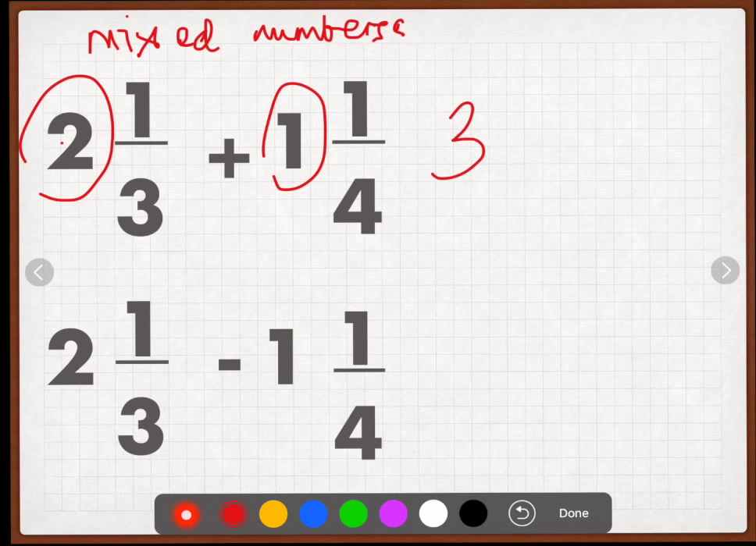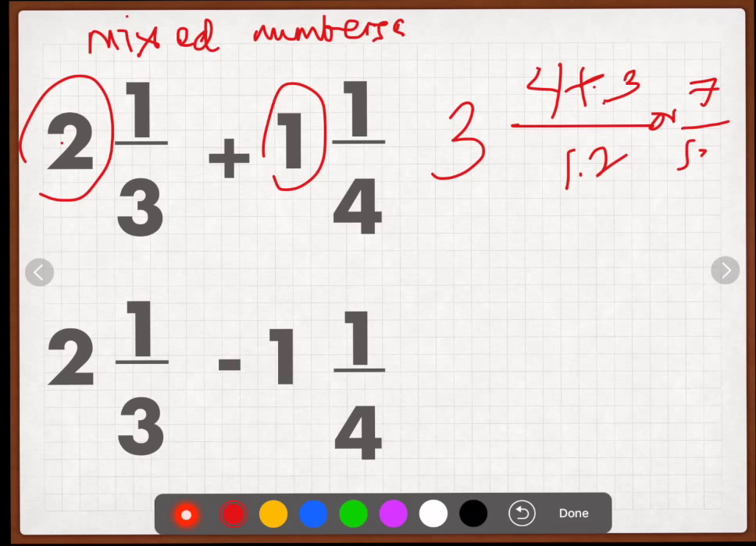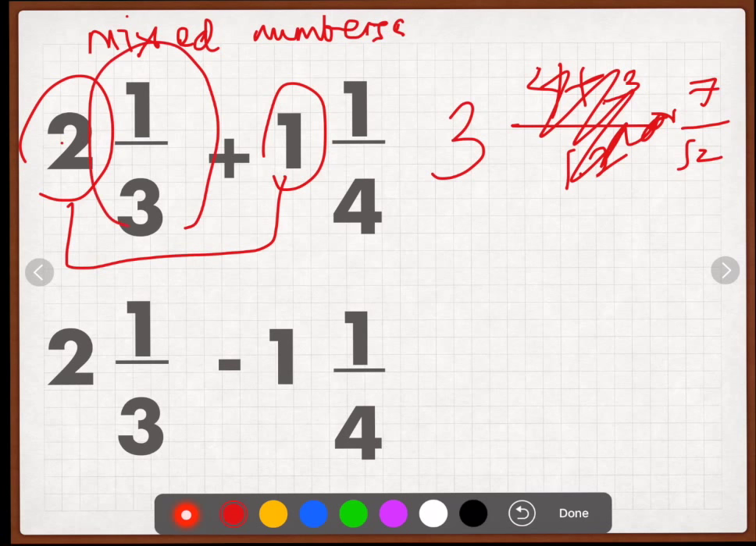3, and then you have yung 1 over 3 plus 1 over 4. Diba sabi nga natin kanina, again, it's over 12. And then, you have 4 plus 3 or 7 over 12. So, the answer is 3 and 7 over 12. Ngayon, anong ginawa ko doon? Again, inuna ko to. Tapos, tsaka ko inadd ito.